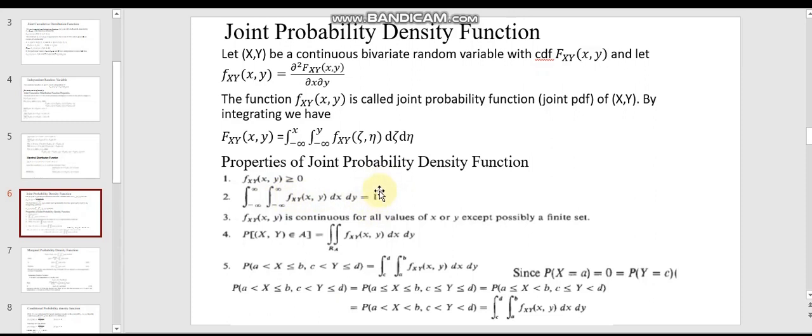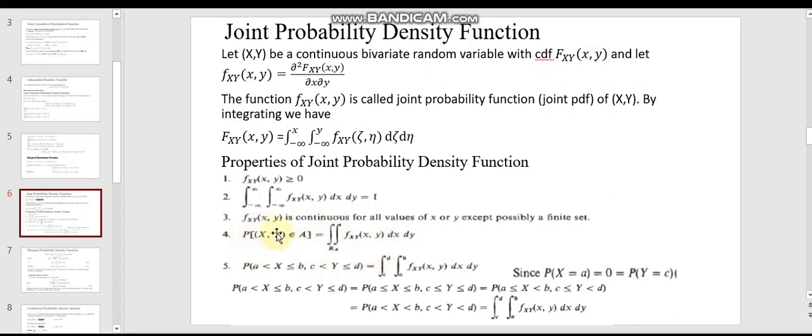The probability is 1. Also, the joint PDF is continuous for all values of x and y except possibly a finite set. So the probability of two random variables x and y, if x and y belong to some event A, can be described by integrating over the range of A along x and y.